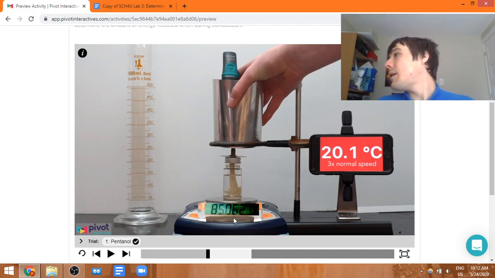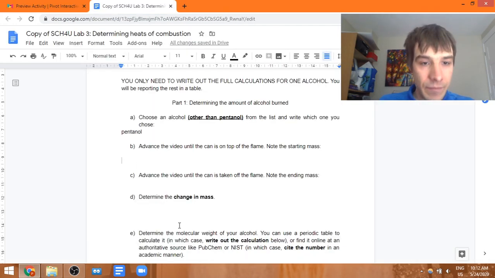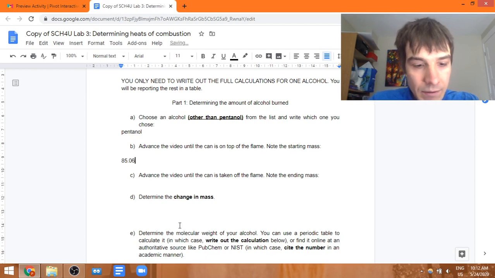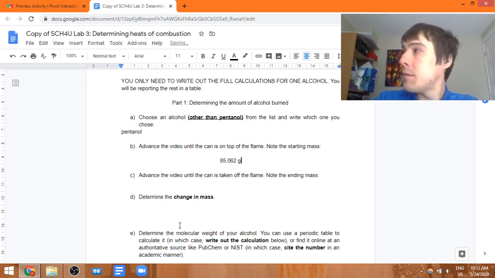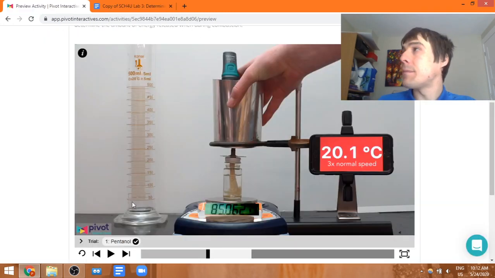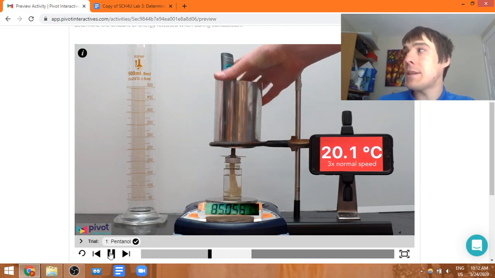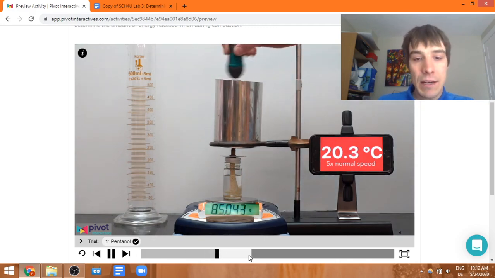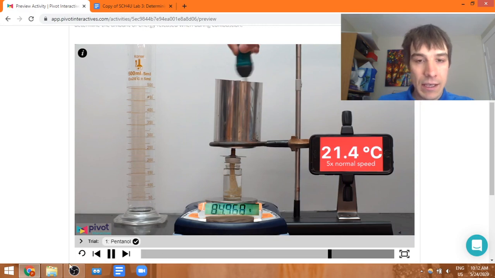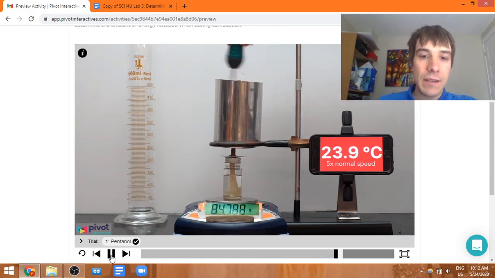So I see 85.062 grams. Right? We always want our units. Maybe stick that in the center. Okay, ending mass. Right, until the can is taken off the flame. Same reason, we don't want to get the mass at the end of the video. We want to get it when the can is taken off the heat. So go forward till it's taken off the heat.